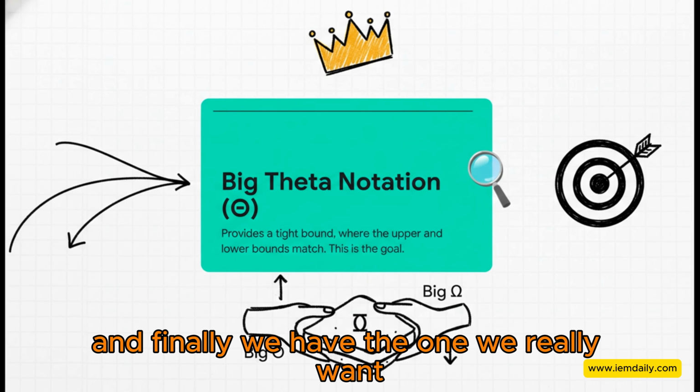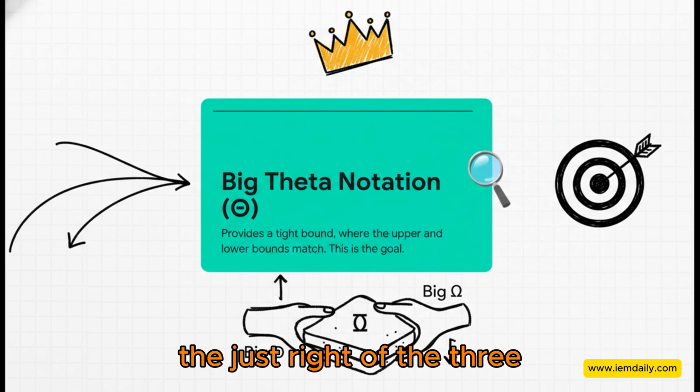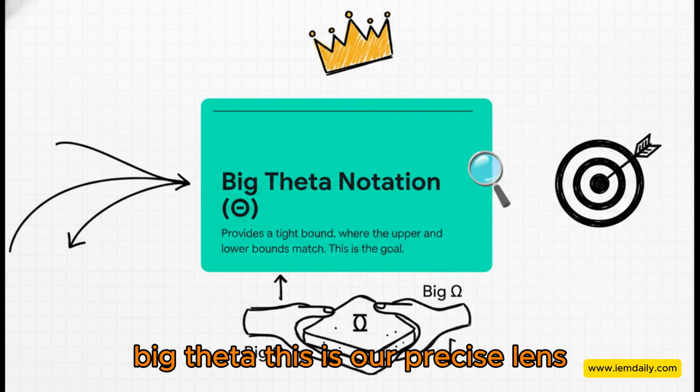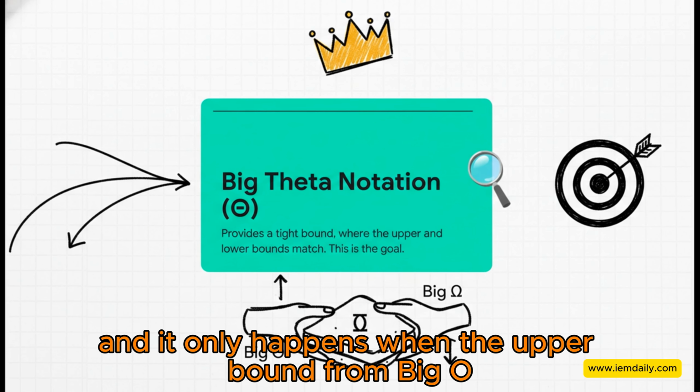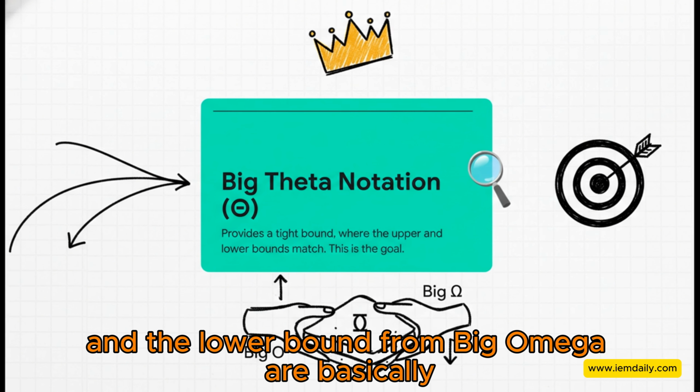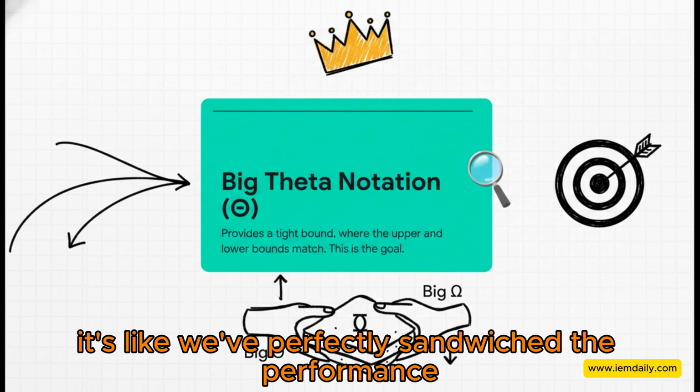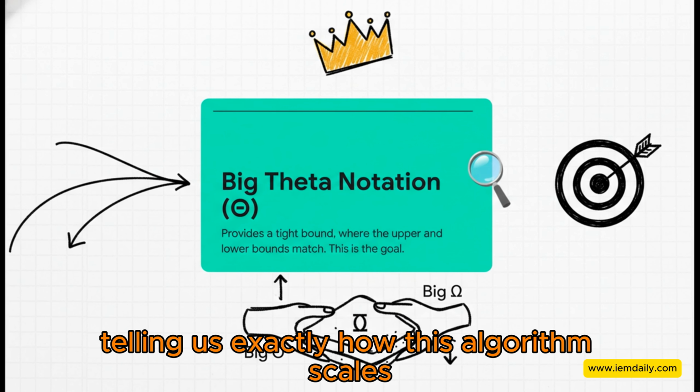And finally, we have the one we really want, the just right of the three, Big Theta. This is our precise lens. A theta bound is a tight bound, and it only happens when the upper bound from Big O and the lower bound from Big Omega are basically the same. It's like we've perfectly sandwiched the performance, telling us exactly how this algorithm scales.